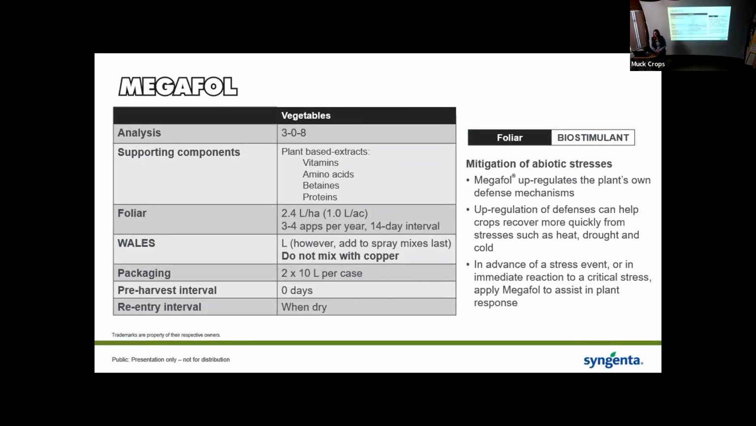What do those things do? They help the plant do what it's already doing at a higher level than what the plant's already doing it. So that means something like frost tolerance. We can see more than 10 times better frost tolerance. Something like when there's a wound, whether that's from herbicide or from hail, you can see 65% better recovery after a wound with Megafol. So the plant's already doing these things. We're just helping it do it better with the extracts that are found in this.